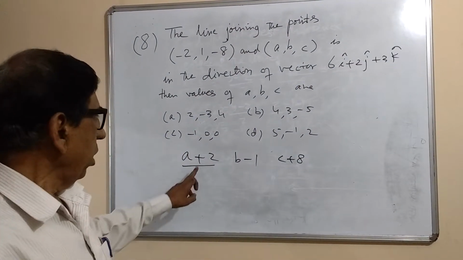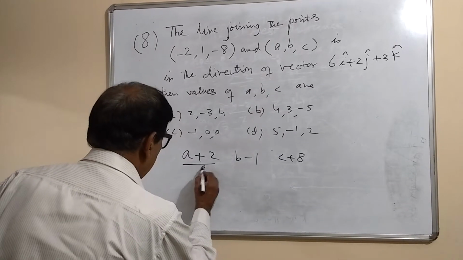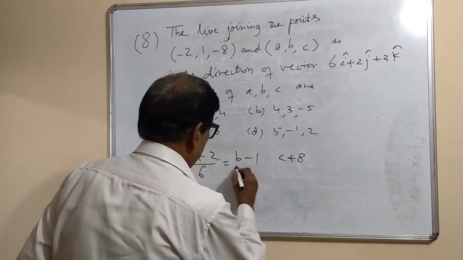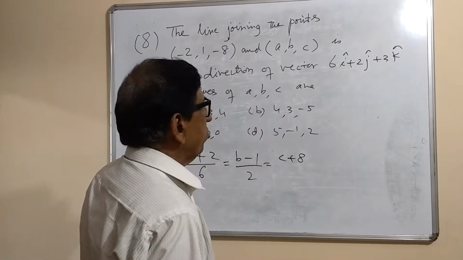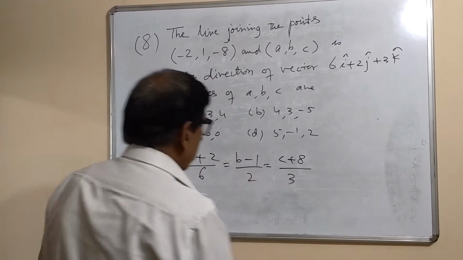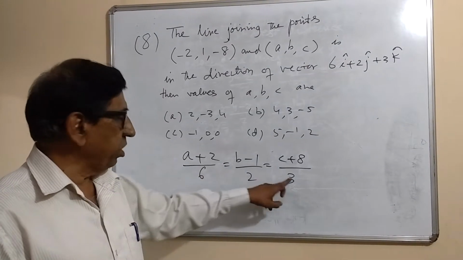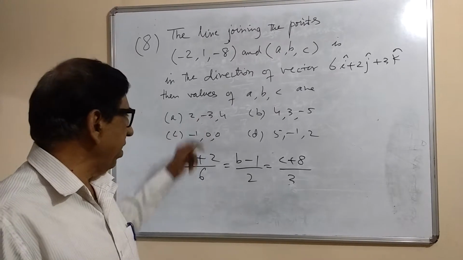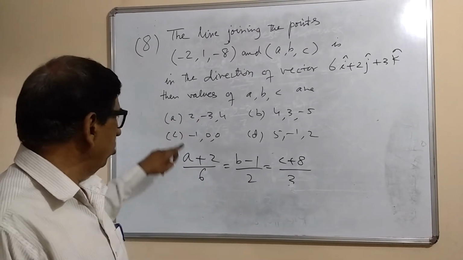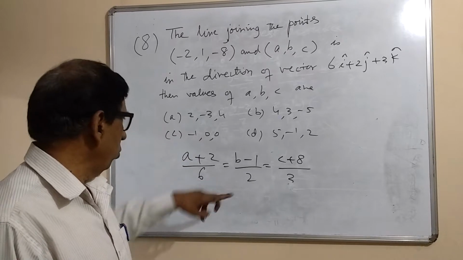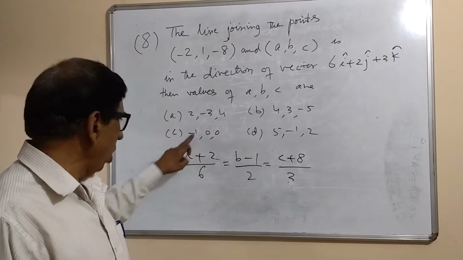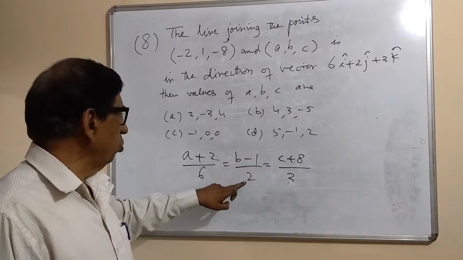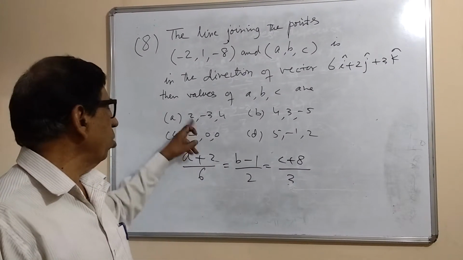(A plus 2)/6 equal to (B minus 1)/2 equal to (C plus 8)/3. Now these three ratios, we check which numbers satisfy these three ratios. If you put here 2, this number 2, minus 3, 4. So 2 plus 2, 4 upon 6. And if you put here minus 3, so minus 4 upon 2. So this is not satisfied. So first option is rejected.